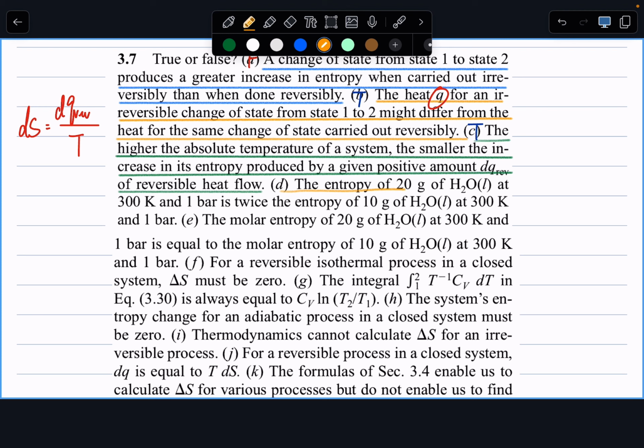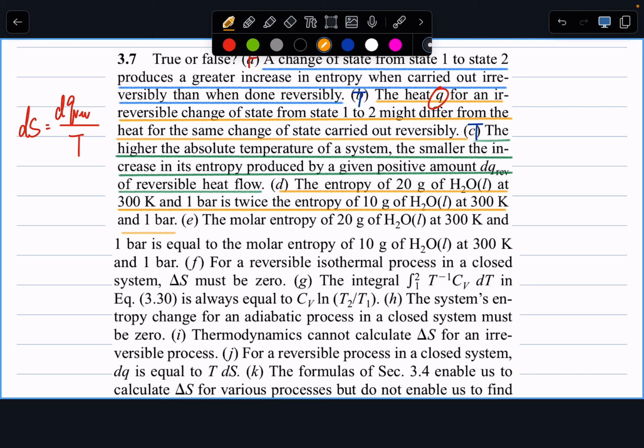Next up, the entropy of 20 grams of liquid water at 300 Kelvin and 1 bar is twice the entropy of 10 grams of liquid water at 300 Kelvin and 1 bar. So in this question, by specifying 300 Kelvin and 1 bar, we're specifying that both of my liquid water samples are in the same thermodynamic state. And then the difference between the 20 gram and the 10 gram is just the number of moles.